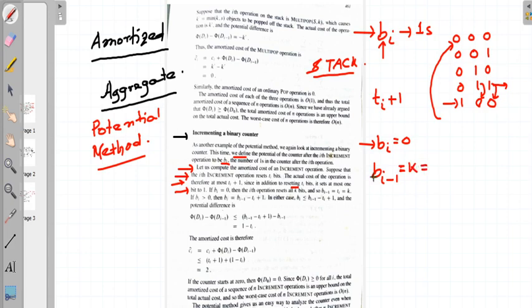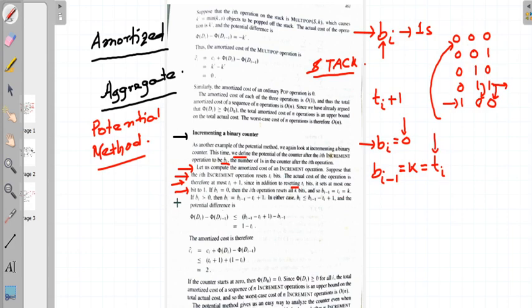That is equal to this t_i. That means these many number of bits we had to set, we had to reset. Okay. So if b_i becomes 0, then b_{i-1} was k. That's why all bits became reset. So that means t_i, we are resetting. Okay. So that is a special condition.